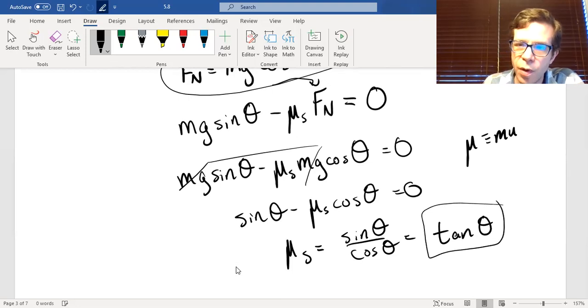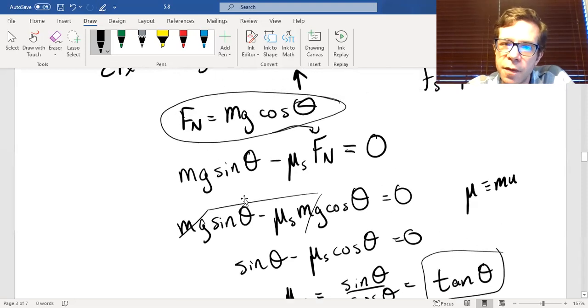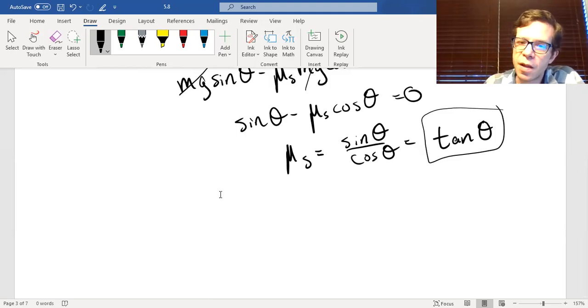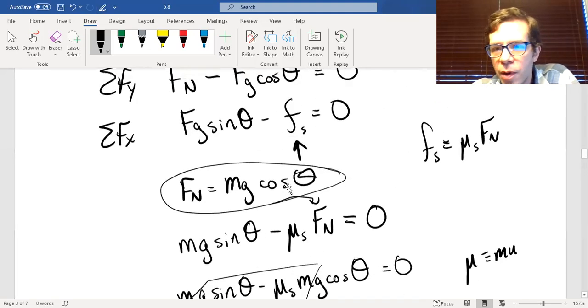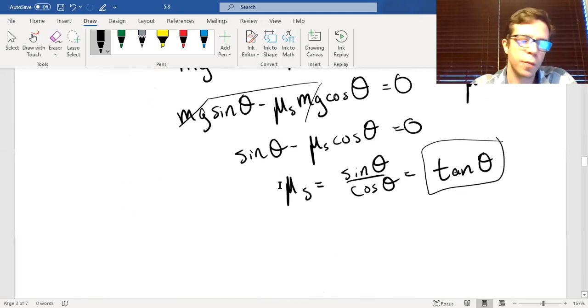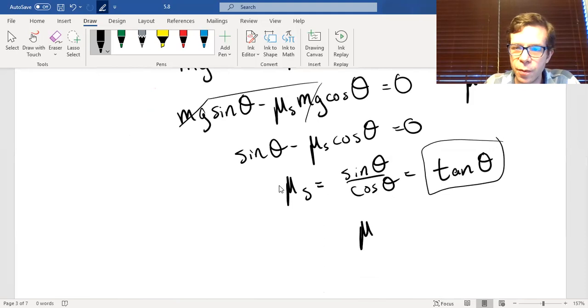Right, so this is a great result. It's really compact. Like we did a lot of stuff to figure it out, but it's really compact. Just the static friction is the tangent of the angle where it starts to slide. That was a really nice, compact, neat result. For our example, what did we say, 25 degrees? Yeah. So mu, if this box were to slide at 25 degrees, would be equal to 0.466.